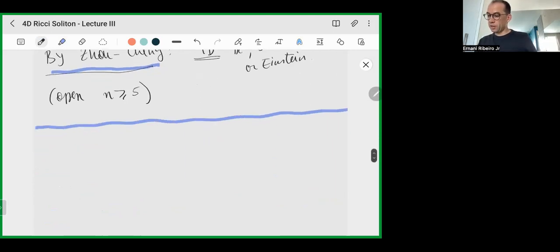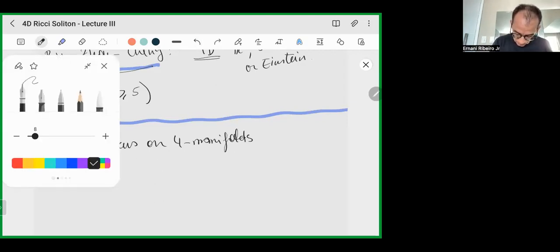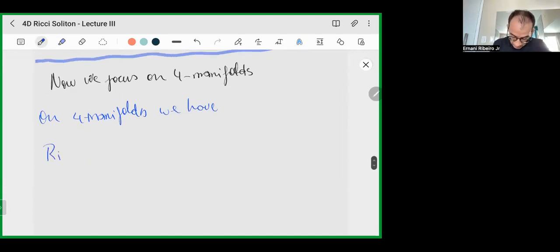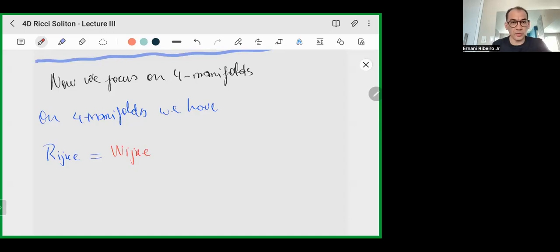So now I'd like to focus on dimension four, on four-manifolds. To do that, it's interesting to introduce some basic properties that are only true in dimension four. For example, on four-manifolds we have the decomposition of the curvature tensor R_ijkl given by a term which is essentially the trace-free part of the curvature tensor, plus other terms.